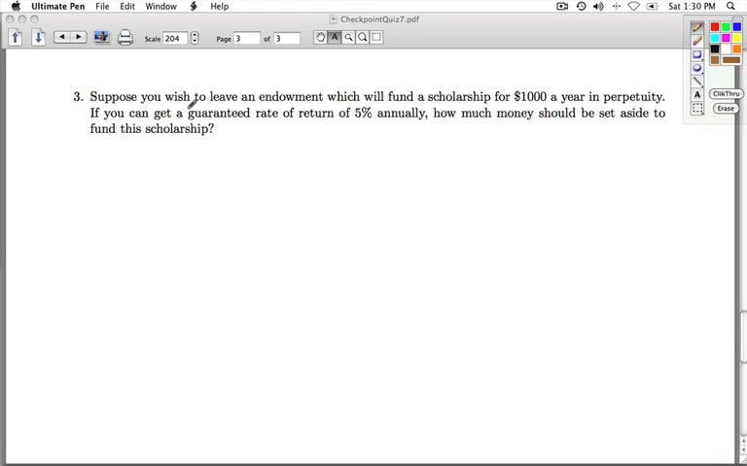Okay, the last one. Suppose you wish to leave an endowment which will fund a scholarship for $1,000 a year in perpetuity. If you can get a guaranteed rate of return of 5% annually, how much money should you set aside to fund this scholarship? So this is a present value problem.